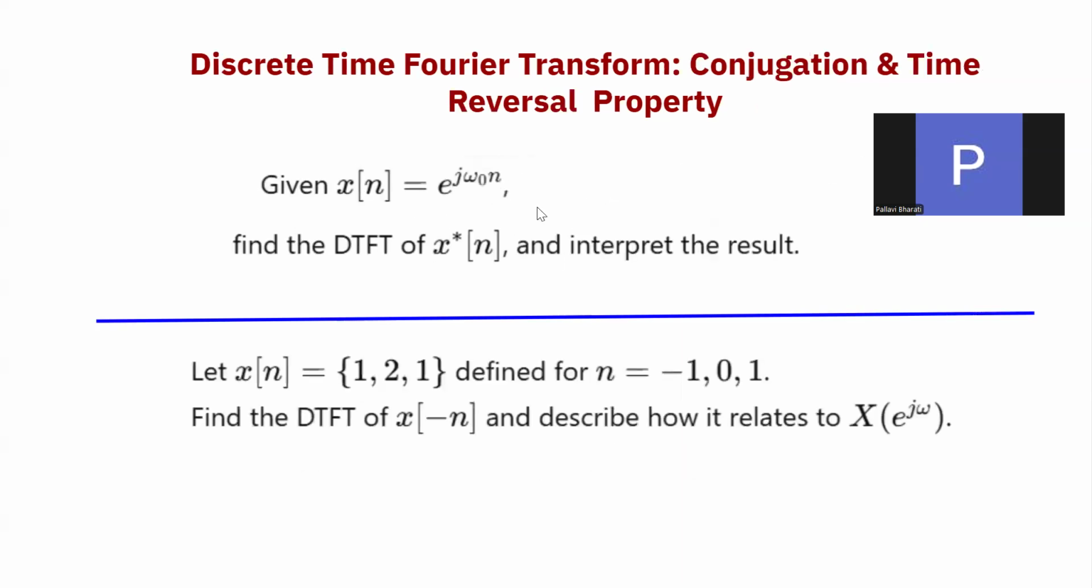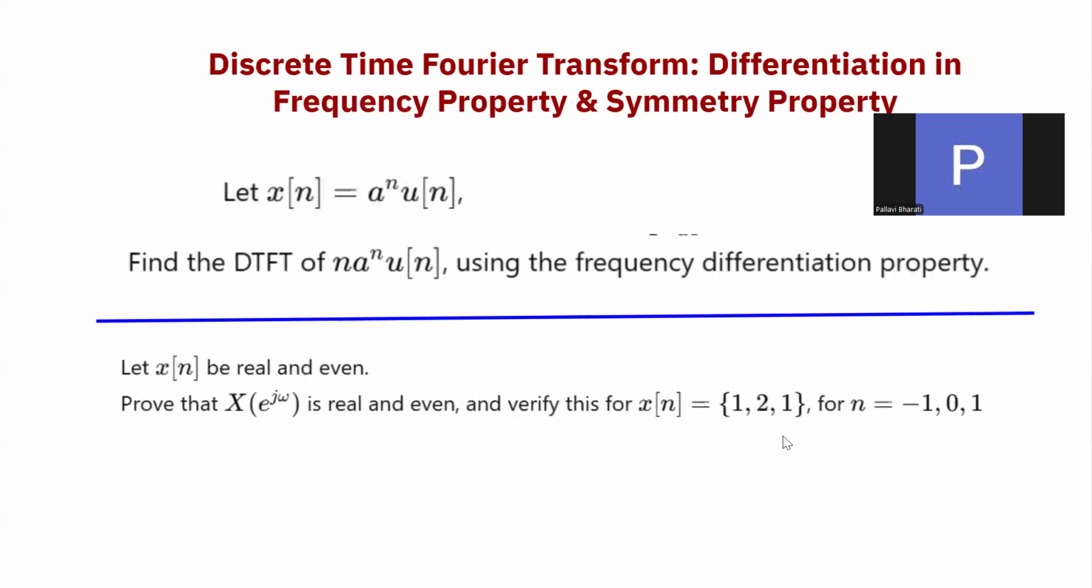We already did this. We have also done conjugation and time reversal. So when you take the DTFT of the conjugate of the signal, it will become X star e to the power of minus j omega. In this case, it will simply become X of e to the power of minus j omega. Here, when you take the DTFT of this one, it is X of e j omega, then again minus e to the power of minus j omega, and then again the conjugation. Here just e to the power of minus j omega.